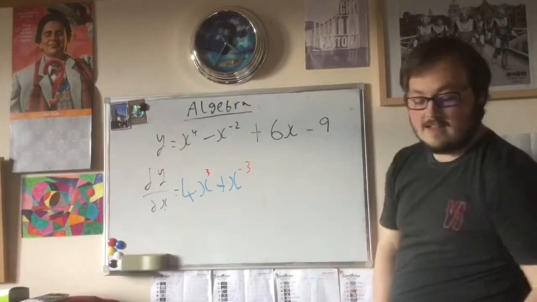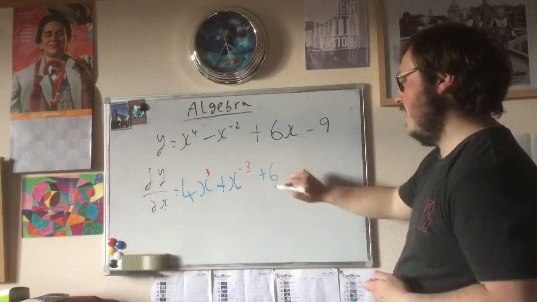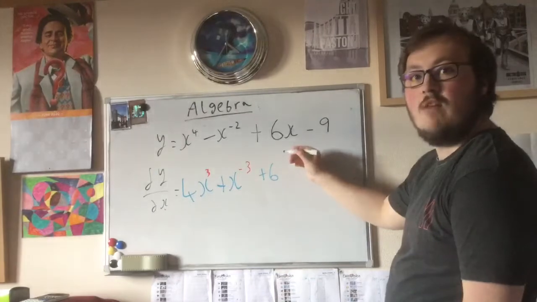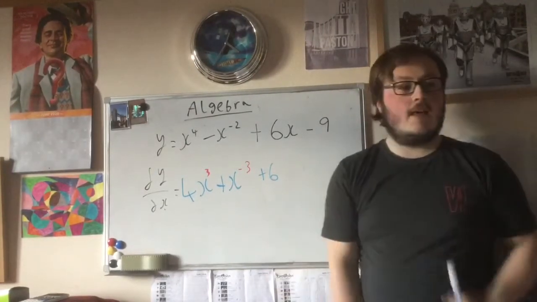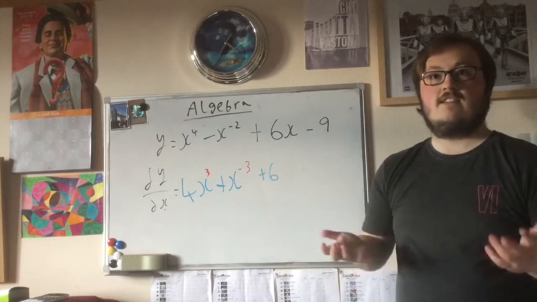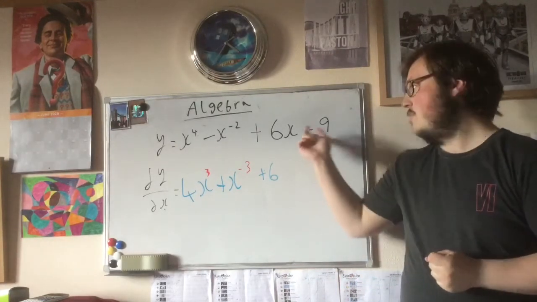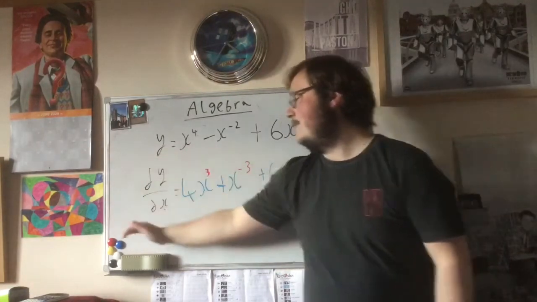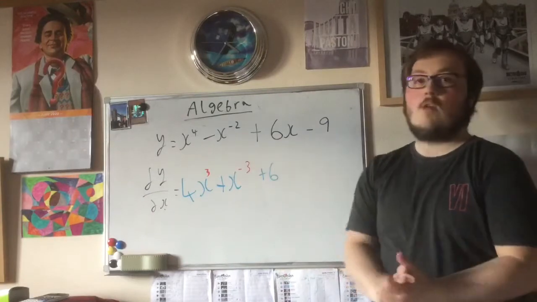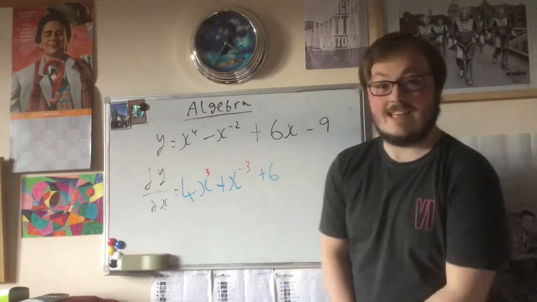Now we do our 6x. So we multiply it by the power, so it becomes plus 6, and it's x to the power of 0, which is 1, so we just leave it as 6. Now that 9 is the same as negative 9 times x to the power of 0. So we multiply it by 0, so we just leave that blank. So this is the differentiated version of this equation: 4x cubed plus 2x to the power of negative 3 plus 6.